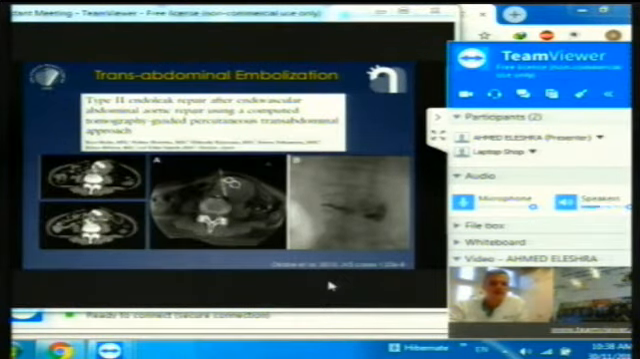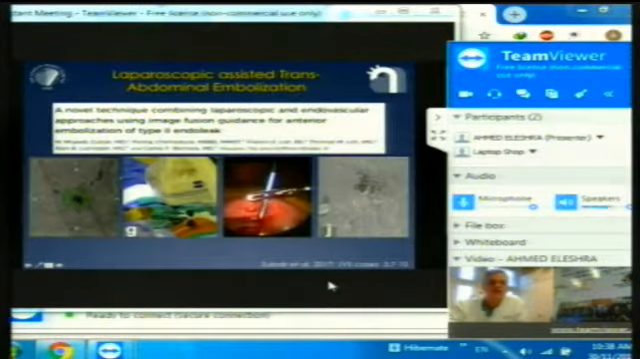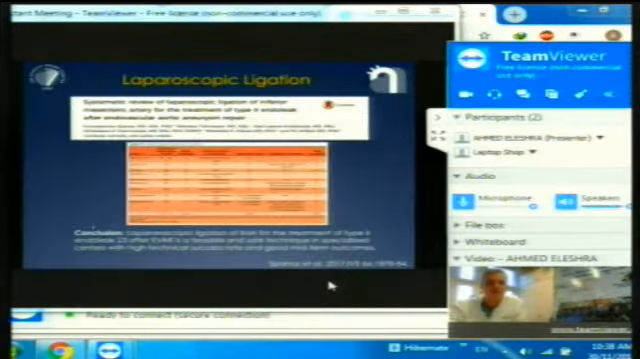This is a very rarely reported technique, transabdominal embolization, where the needle is punctured directly through the abdominal wall, and it requires that the aneurysm, as in this described case, is very close to the abdominal wall. This can also be done laparoscopically. I think you really need a lot of skills to be able to combine these fluoroscopic techniques with laparoscopic techniques, and you really need a large OR.